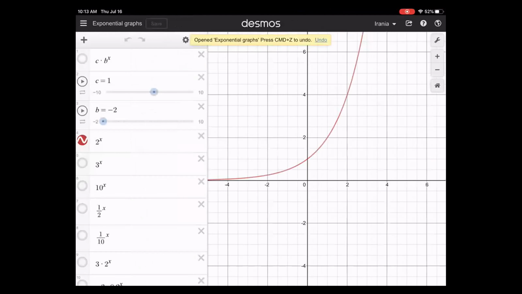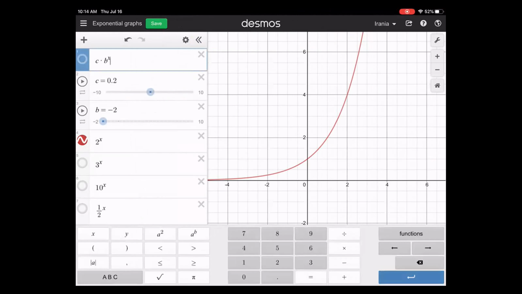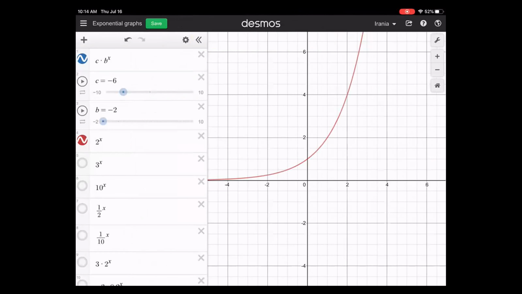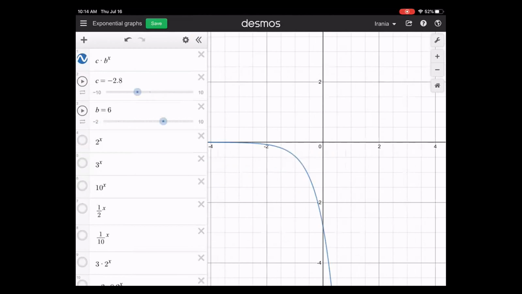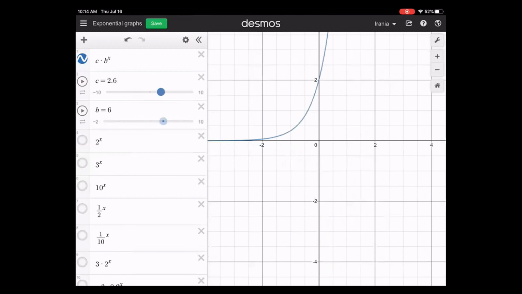So for example, here you guys have a function that follows the form c times b to the x. I mentioned how c tells you the y-intercept. So if your y-intercept is, for example, 2, then your function is going to cross the y-intercept at 2.